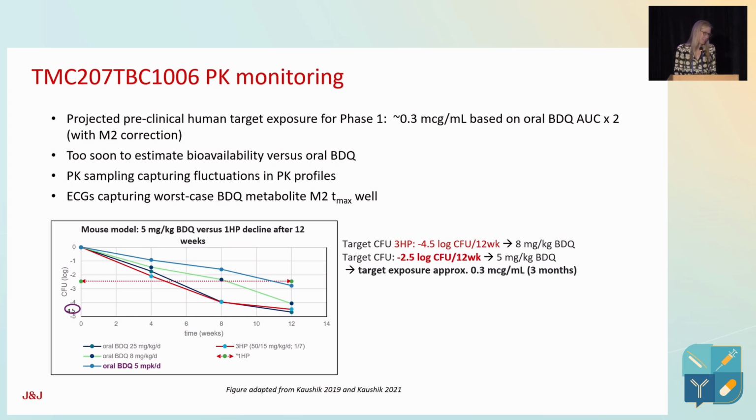For PK, then, we did do a lot of work and worked closely with Rada and her team and Eric Nuermberger at Hopkins to get a projected preclinical human target exposure for the phase 1. That was set at 0.3 micrograms per mL based on an oral bedaquiline AUC times 2, and that's to correct for the M2 metabolite of bedaquiline, which acts quite differently in mice versus humans.